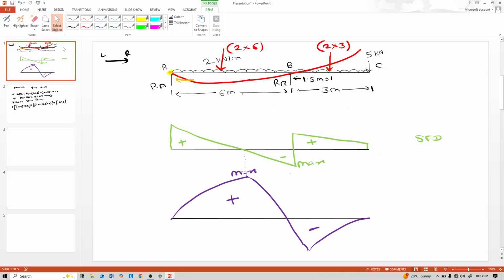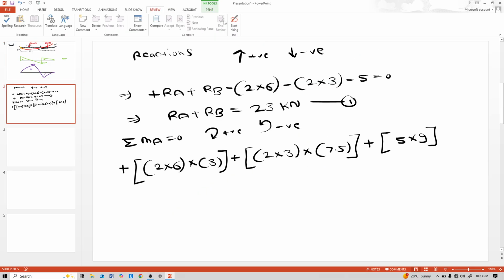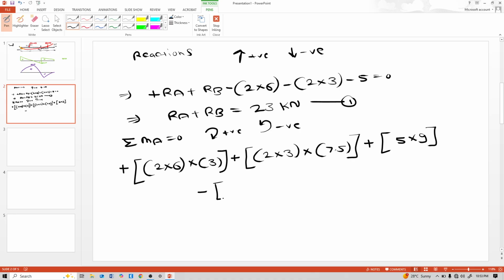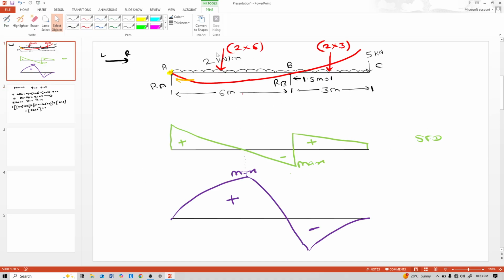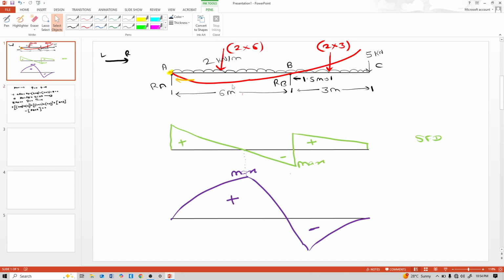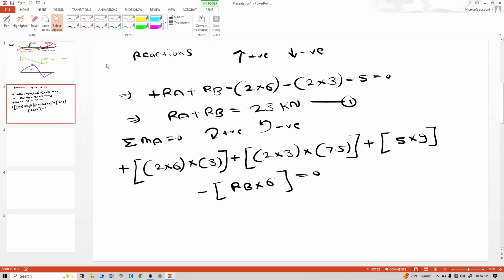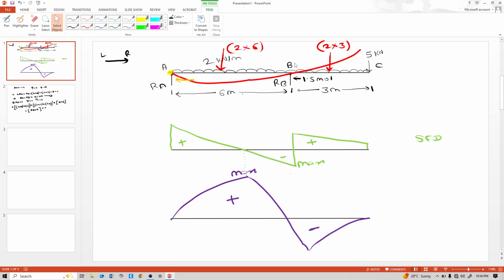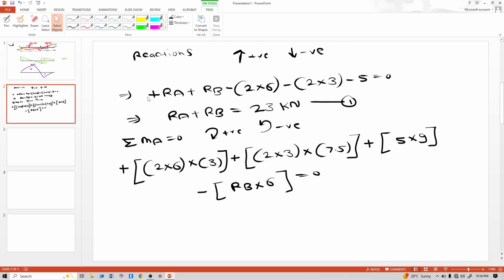So these are all point loads. Now consider RB reaction also, minus RB into 6. RB is anti-clockwise to that point A, so minus RB into 6 equal to 0. Cross check it again. 2 into 6 into 3, correct. 2 into 3 into 7.5, correct. 5 into 9 and RB into 6, yes, correct. So calculate RB in calculator.